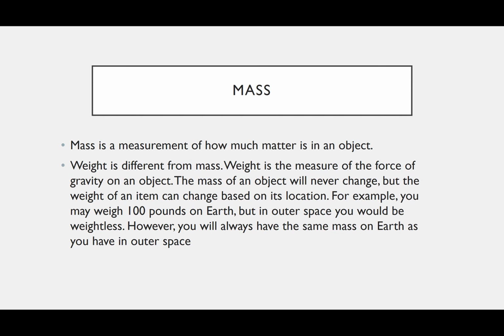Mass. Mass is a measurement of how much matter is in an object. Weight is different from mass. Weight is the measure of the force of gravity on an object. The mass of an object will never change, but the weight of an item can change based on its location. For example, you may weigh 100 pounds on Earth, but in outer space, you would be weightless. However, you will always have the same mass on Earth as you have in outer space.